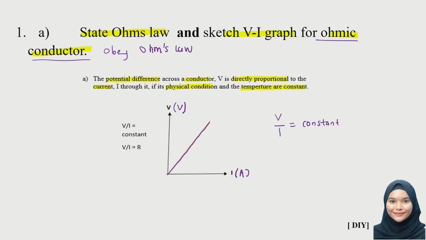And from this graph, we know the gradient of the VI graph is resistance. So therefore, V over I is resistance. When we rearrange this equation, we will get Ohm's law equation, which is V equals to IR.